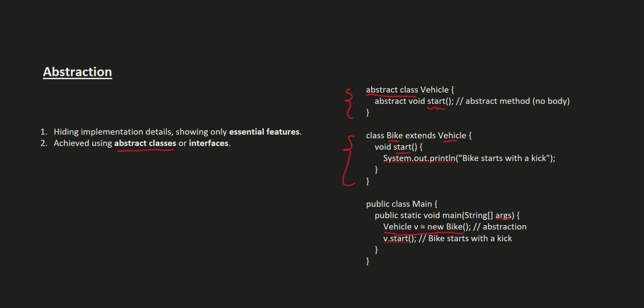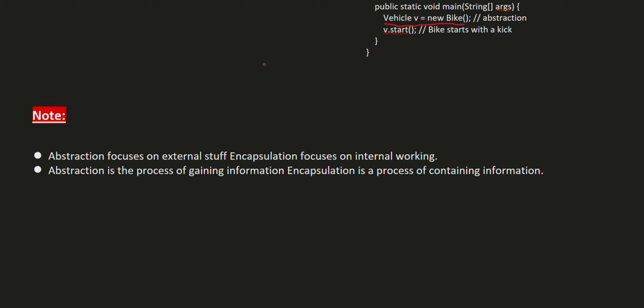A Vehicle object is created of the child object. The start method is overridden by the child start method. This is abstraction. I know most of us have confusion between abstraction and encapsulation. Abstraction focuses on external stuff, whereas encapsulation focuses on internal working. Abstraction focuses only on the external stuff. So it says what the feature is but not the content in the feature.